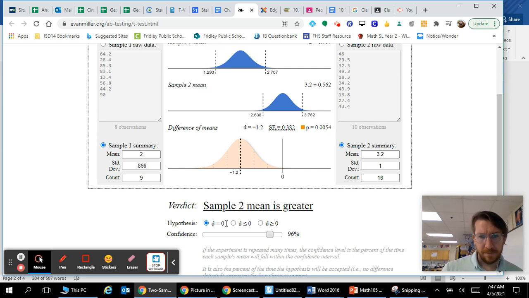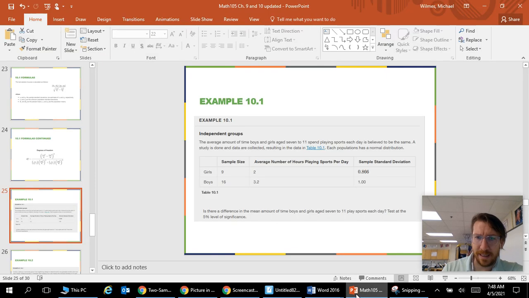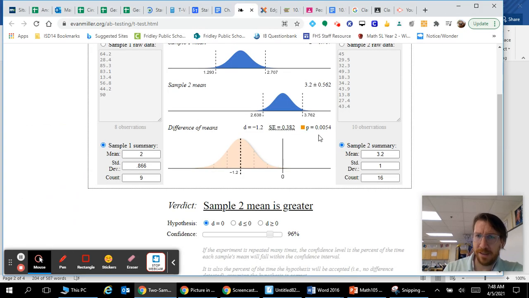So we can see our probability that this occurs is 0.0054. So the chance of this happening is about half of 1%, 0.0054. So that's very rare to have happen. We wanted to test this at the 5% significance level. So this is a very rare event that's occurred. So the boys have spent more time playing sports compared to the girls.